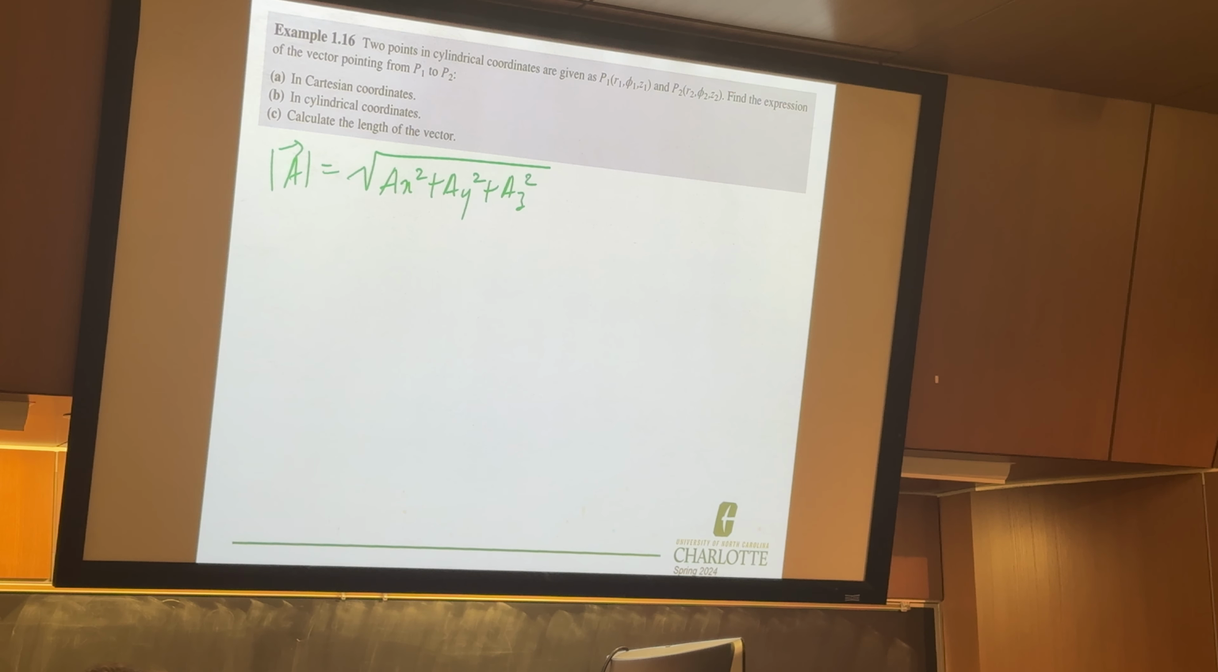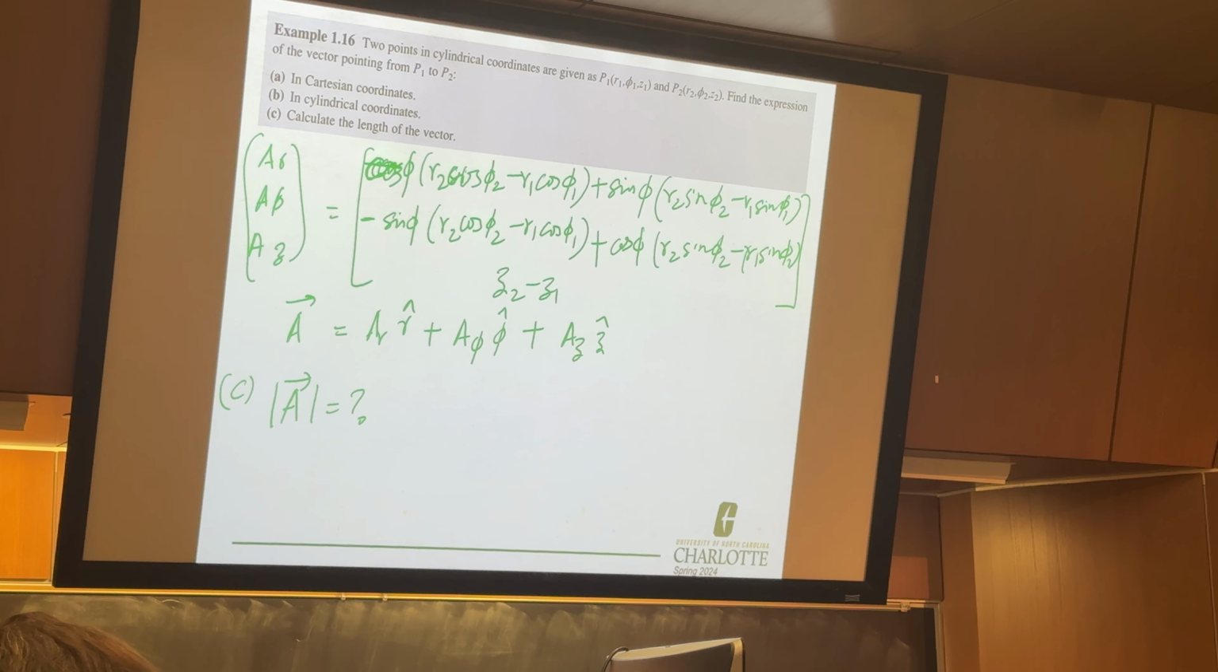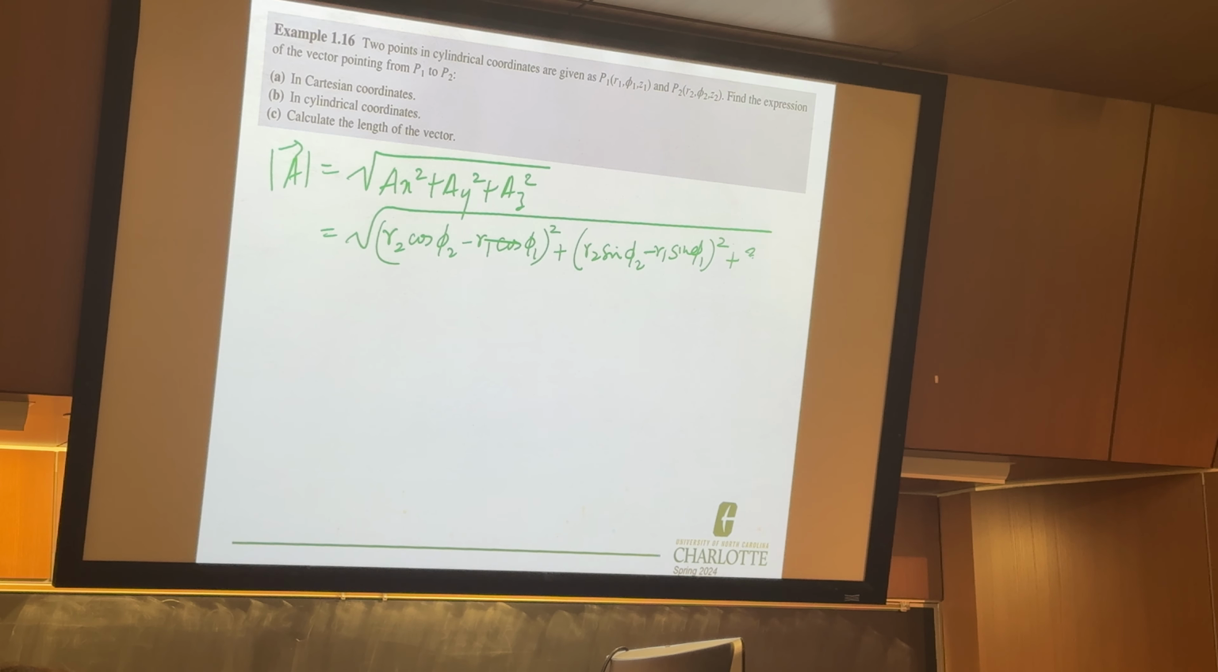You have r2 cosine phi2 minus r1 cosine phi1. And what is the y component? r2 sine phi2 minus r1 sine phi1. And then finally you have z2 minus z1. Okay?